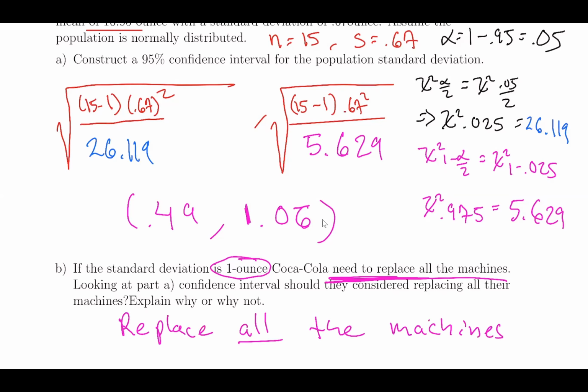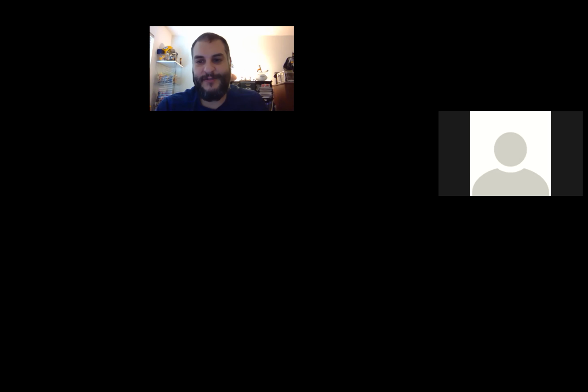Because Coca-Cola is saying that if the standard deviation is 1 ounce or higher, they need to replace all of the machines, and this confidence interval is telling us it is possible that the standard deviation is 1 ounce or higher. So for this one, we'll say replace all the machines. All right, and that's it. Any question for that last problem?